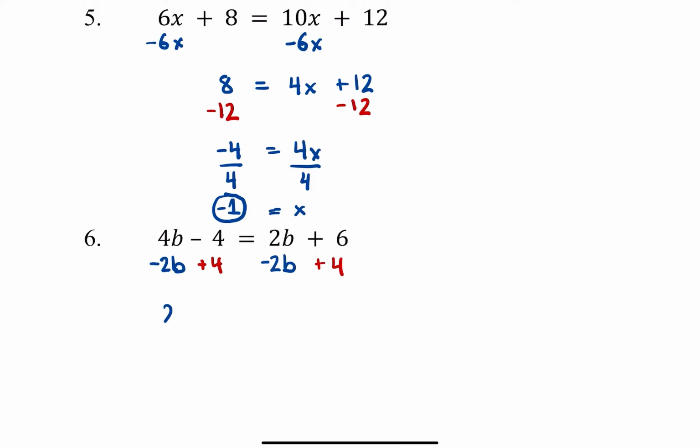And that leaves me with 2b, and that is equal to 10. So not 2b, but 2b, not 2b. Okay, bad joke. And then we will divide both sides by 2. And we'll find b is equal to 5.